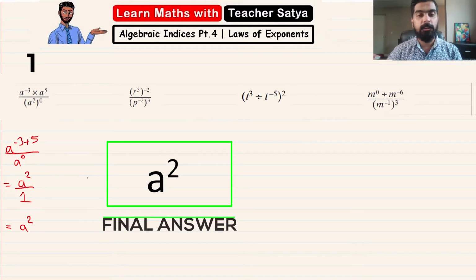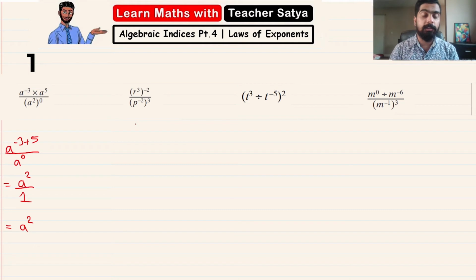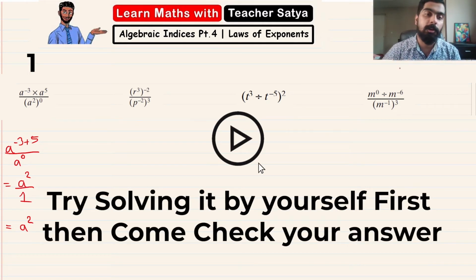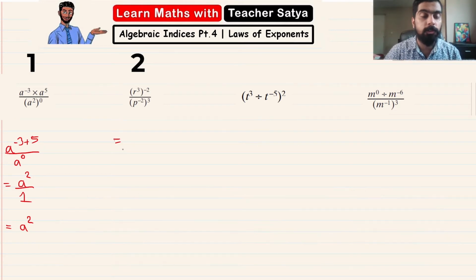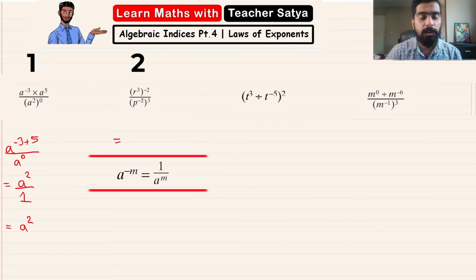Alright guys, now let's go ahead and solve the next question. Again guys, I would highly suggest you click on that pause button, try and solve this by yourself and come back and check my solution to see if you got the correct answer. Alright guys, now in question number 2, what do we have? So we will be using the law of negative indices, right guys? So we have r to the power of 3 raised to the power of -2.